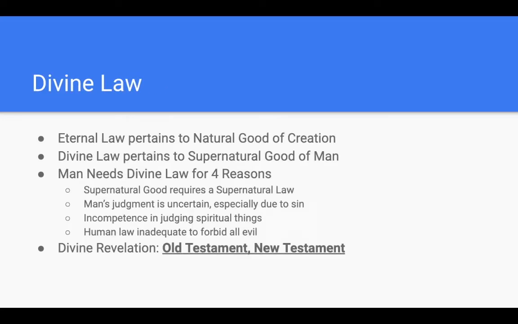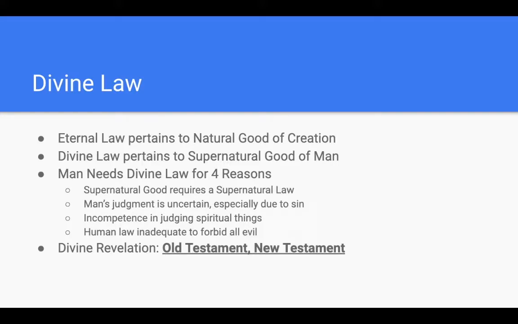So let's look a little bit more at divine law. As we've seen, the eternal law and the divine law are not the same thing. The eternal law pertains to the natural good of creation, the general natural plan or design that God has for creation, but the divine law specifically pertains to man's supernatural good. God made all of the things in creation, including man, and they have natural good to which they are ordered, but only man has a supernatural destiny. Only man in creation is destined for eternity with God, heaven.